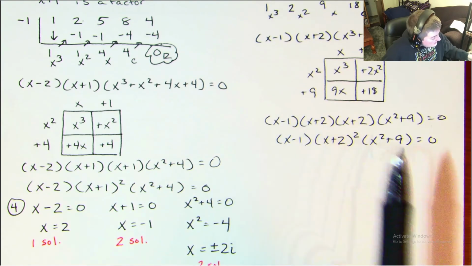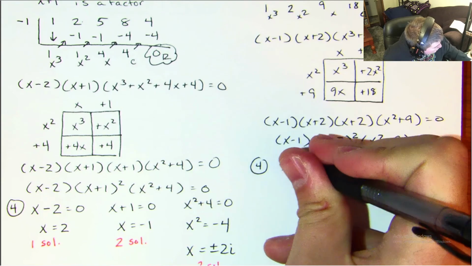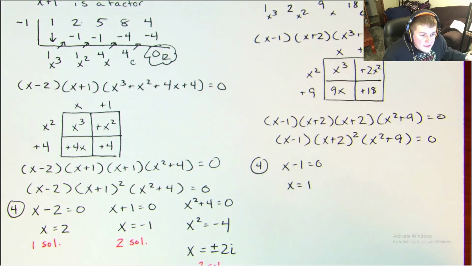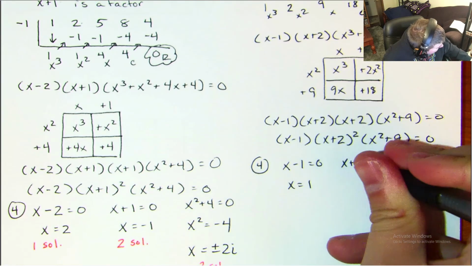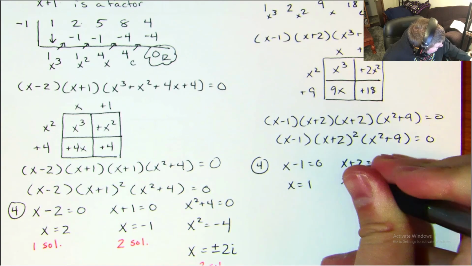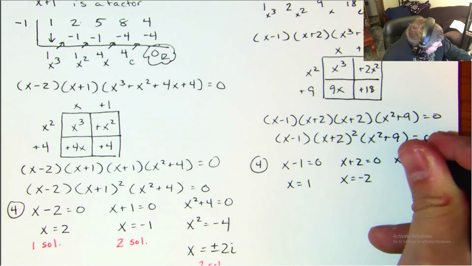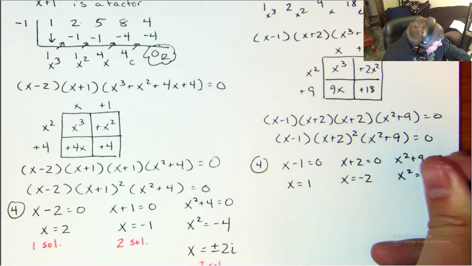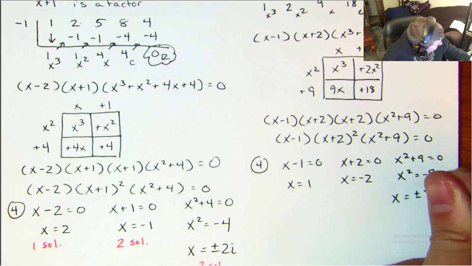And so then lastly, I can go ahead and find my solutions. So I know x minus 1 is going to be equal to 0. That means x is equal to 1. Okay, and then I have x plus 2. That can be equal to 0, so that means x is equal to negative 2. And then lastly, x squared plus 9 is equal to 0, meaning x squared is equal to negative 9. Root each side to get x is equal to plus or minus 3i.